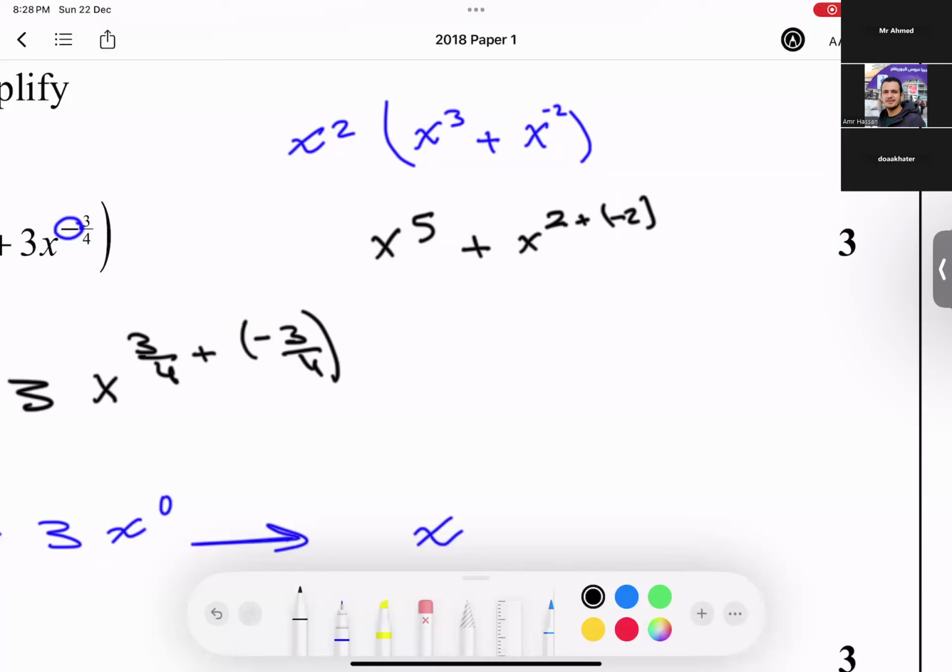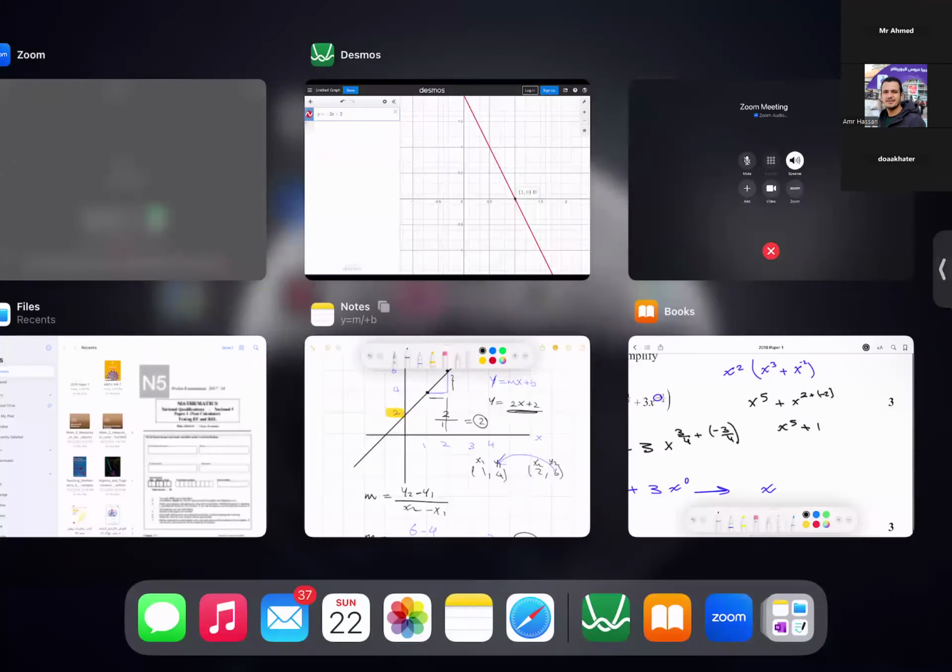0. Yeah, so this one's going to be x to the power of 5 plus x to the power of 0. Know that x to the power of 0 is supposed to be 1. So this one could be replaced with 1. Did you get it? Yeah. Is this one clear for you? Yeah. Okay.